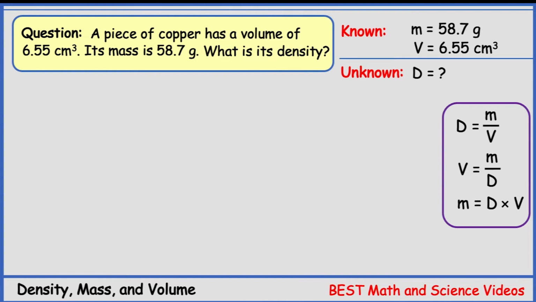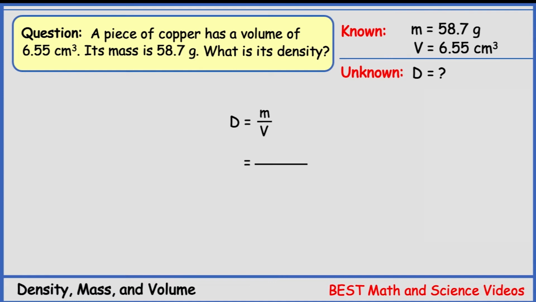The problem is a straightforward use of the density formula. Density equals mass divided by volume. So just substitute the known values. The mass is 58.7 grams, and the volume is 6.55 cubic centimeters. Using a calculator, we divide to find that the density is 8.96 grams per cubic centimeter. And that's your answer.